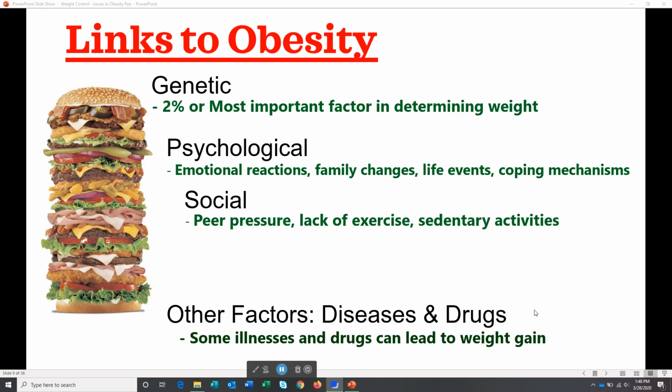Socially, you might feel peer pressure to do what everybody else wants to do, eat what everybody else wants to eat, hang out, play video games, and live a sedentary lifestyle. A lack of exercise due to sedentary activities leads to obesity.